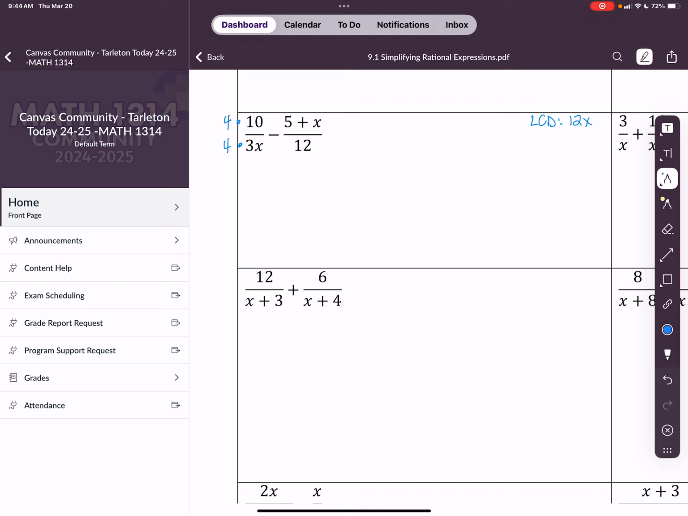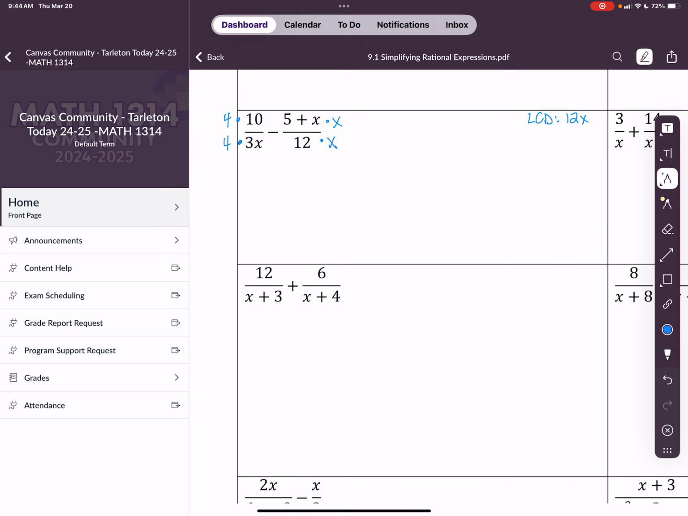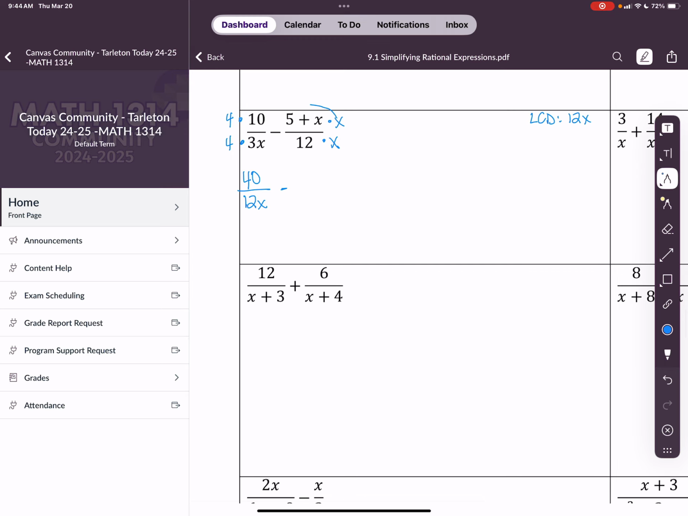And then same thing over here on this other side. I already have the 12, but I need to multiply by x. So I'm going to multiply the top and the bottom by x. So 4 times 10 gives me 40, and 4 times 3x gives me 12x. Minus, and then I'm going to distribute this x to both terms here. 5 times x gives me 5x, and x times x gives me x squared, over 12x.